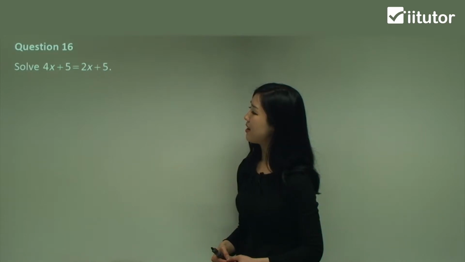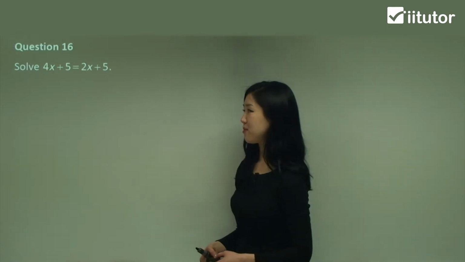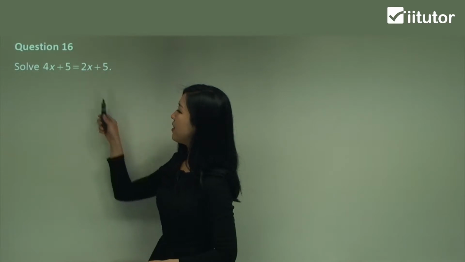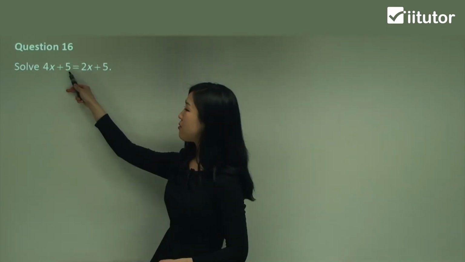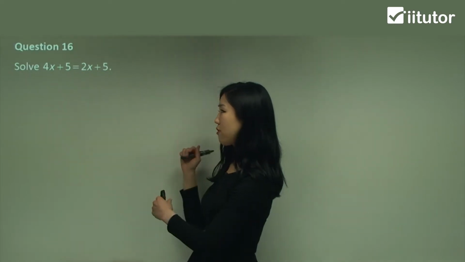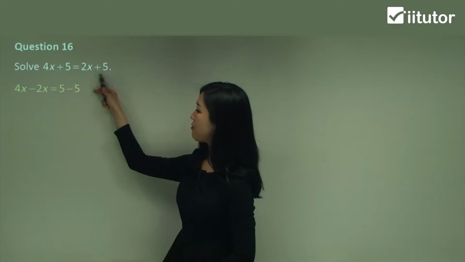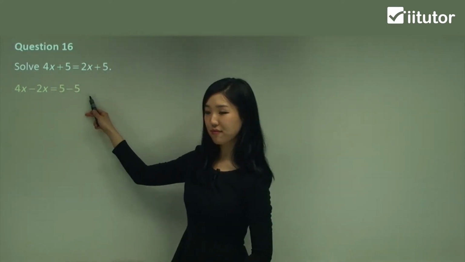Now 16, okay. I think you guys can try this yourself, but maybe you can pause and then check your answer with mine. But I'll get started on this by myself as well. So move the 2x over here, move the 5 over to the other side. So x is on your left, constants on your right. So 4x minus 2x, and here we'll have 5 minus 5.